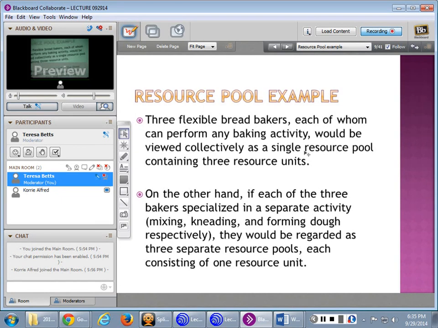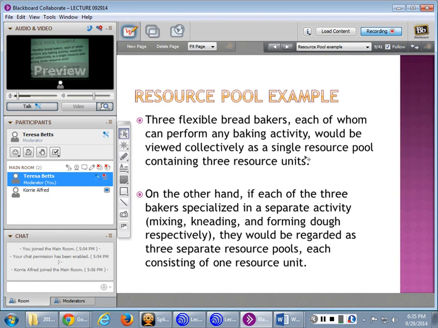So if we have 3 flexible bread bakers, each who can perform any of those activities, they'd be viewed collectively as a single resource pool containing 3 units because they can all do the same thing. On the other hand, if each of the 3 bakers specialized in a separate activity, one mixed, one kneaded, one formed the dough, and so they weren't interchangeable, then they would each be regarded as 3 separate resource pools with 1 resource unit in each pool. Do you see the difference there?